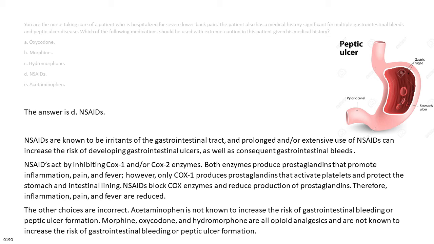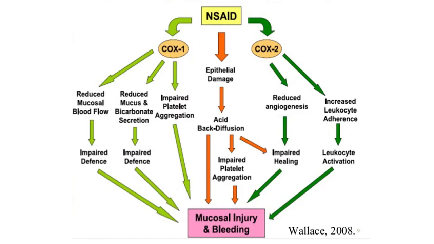The other choices are incorrect. Acetaminophen is not known to increase the risk of gastrointestinal bleeding or peptic ulcer formation. Morphine, oxycodone, and hydromorphone are all opiate analgesics and are not known to increase the risk of gastrointestinal bleeding or peptic ulcer formation.